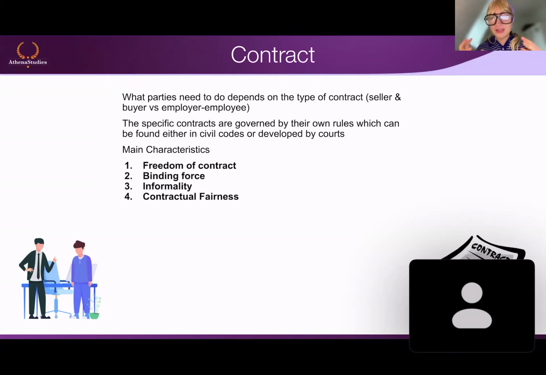And these specific types of contracts are governed by their own rules. These rules can be found in actual articles like civil codes, or they can be developed by courts in terms of case law, the binding precedents, etc. Even though case law is mostly common law, we also come across it in civil law, which we're going to see later.